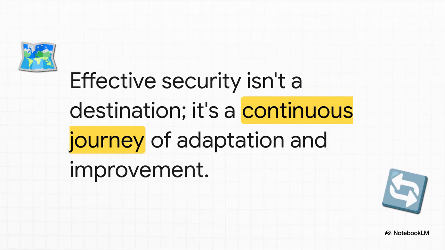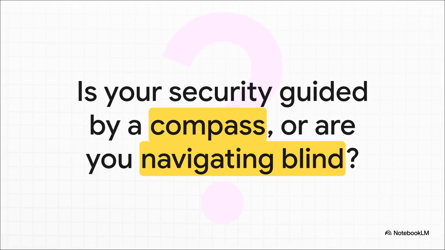When you step back and look at the big picture, this whole framework is really about a fundamental shift in your mindset. It's about moving security from being the static, check-the-box chore to being a dynamic, living process. Effective security isn't some destination you arrive at one day. It's a continuous journey of adapting and getting better. And that really leaves us with one final question for you to think about for your own organization. Are your security efforts really being guided by a strategic compass, one that's informed by a deep understanding of your real assets and risks? Or are you just navigating blind and hoping for the best?